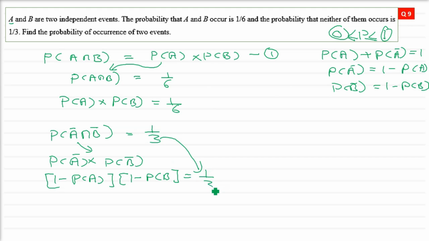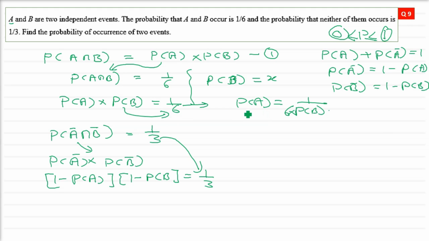So this is equal to 1 by 3. Now in the previous question, if you remember, it is better to write P(B) equals x, because we will be replacing that. And why I'm doing P(B) equals x, it's not mandatory. You can use it at your will. You can go along with P(A) and P(B) only. I'm just writing P(B) equals x for the ease of computation. So P(A) can be written as 1 by 6 into P(B) from this equation. We are calling it equation number 2. Equation number 3 we are calling (1 minus P(A)) times (1 minus P(B)) equals 1 by 3. So in place of P(A), I'm replacing it by 1 by 6 into P(B), which I got just now.